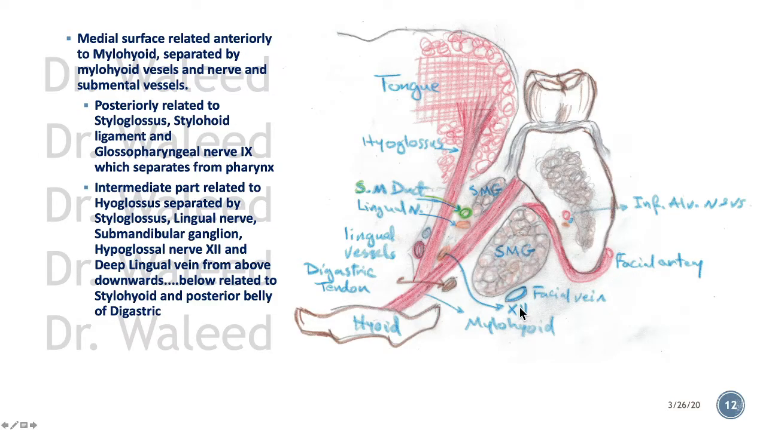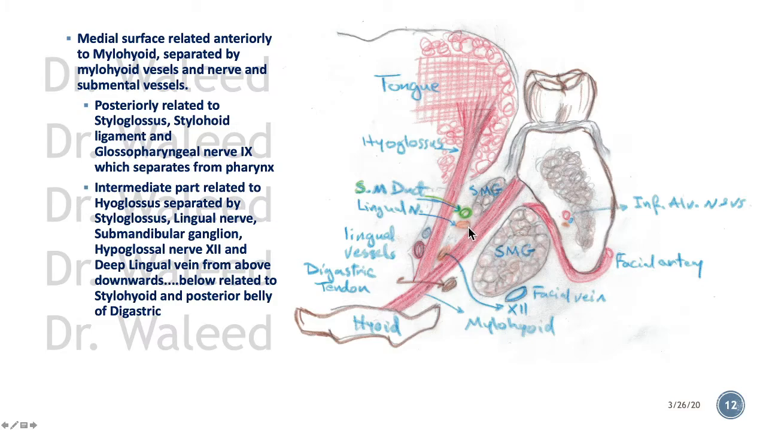Superficial to the gland, we said it before, the skin, fascia, platysma, and so on. And deep to its superficial lobe is the artery, then becoming superficial again and on its way to the face. Now deep, the medial surface of the gland, posteriorly, now at back, we're going more backwards than this level. Posteriorly, it's related to the styloglossus, stylohyoid ligament, and the glossopharyngeal nerve, separating it directly from the pharynx.